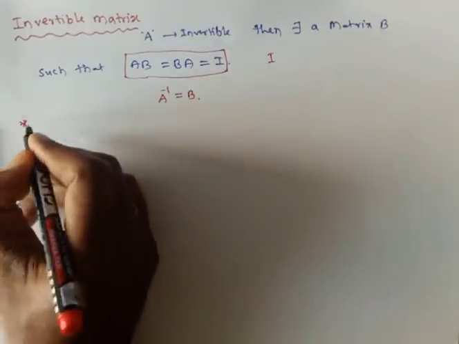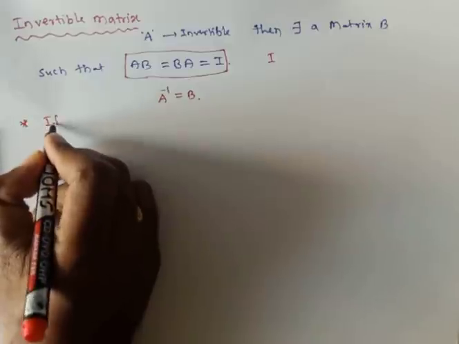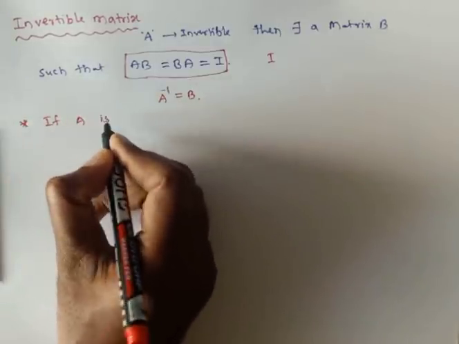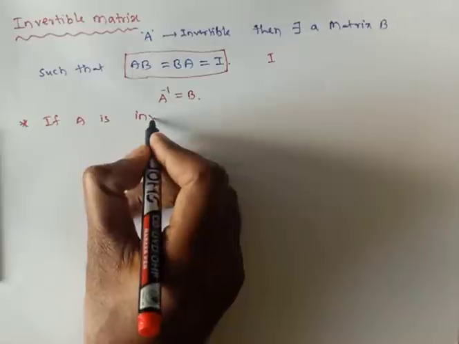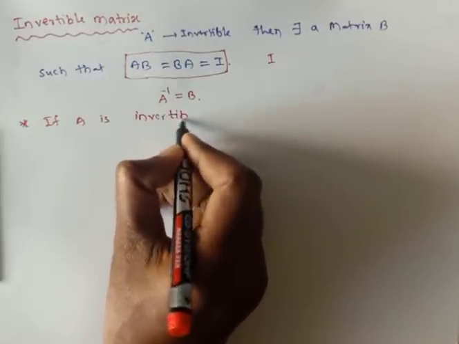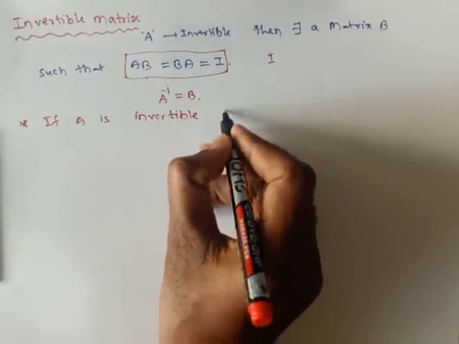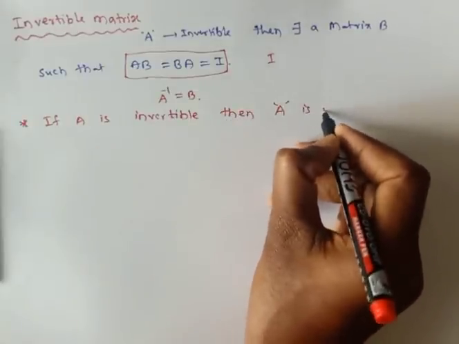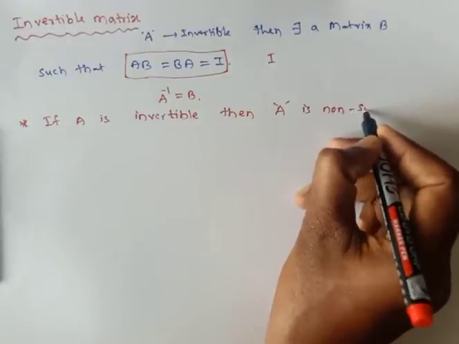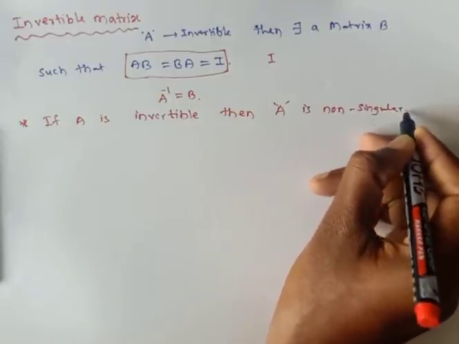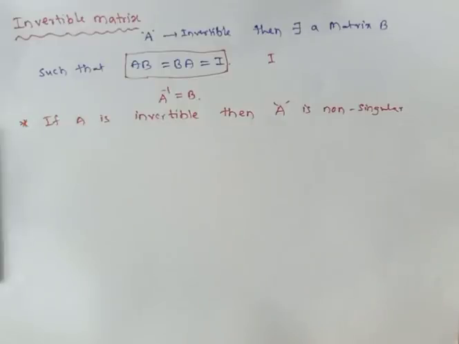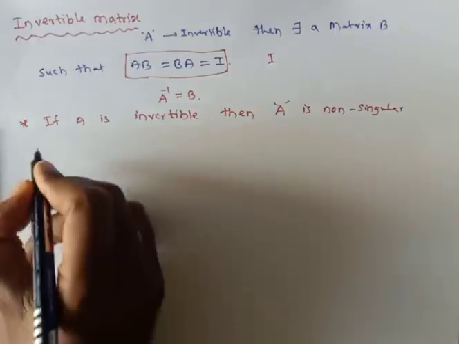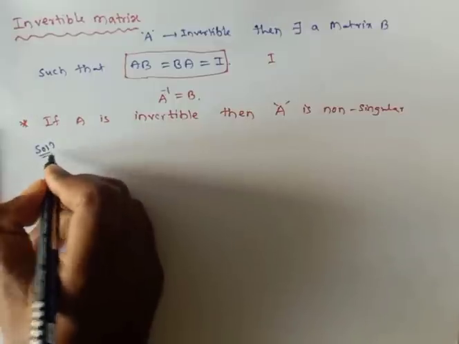And so note one statement: if A is an invertible matrix, then A is non-singular, or if and only if A is non-singular. So every square matrix that has an inverse is compulsorily a non-singular matrix. So let us check with the solution.